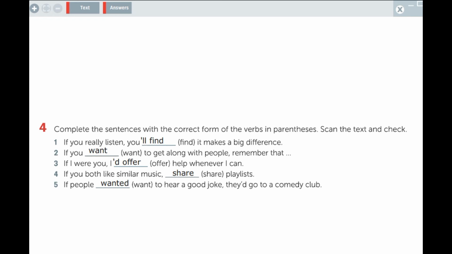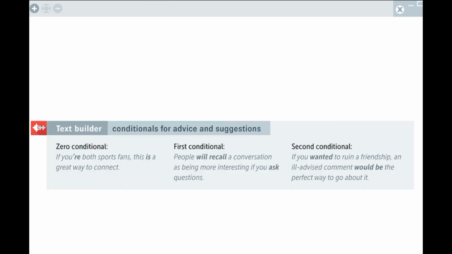So let's study a little bit more about conditional sentences. So this is another grammar spot. This one, about text builder, involves conditionals for advice and suggestions. So let's review the conditional sentences. But right now we're going to emphasize the use of conditionals for advice and suggestions.